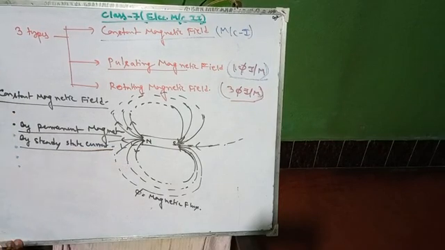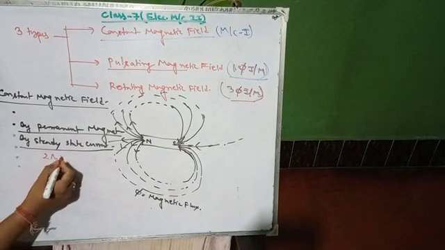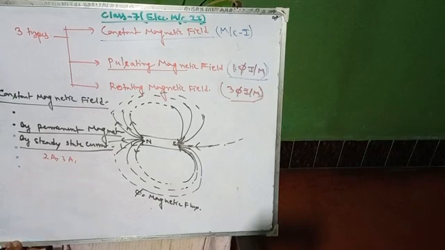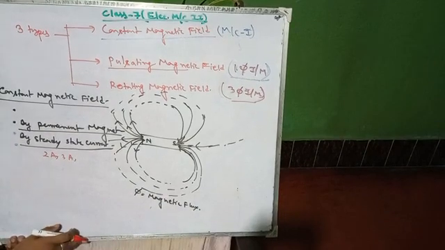So what is steady state current? Suppose you are taking a current having constant magnitude, that is, for all time it will be 2 ampere or it will be 3 ampere. So this type of current will produce a steady state magnetic field. That is for your DC machine.